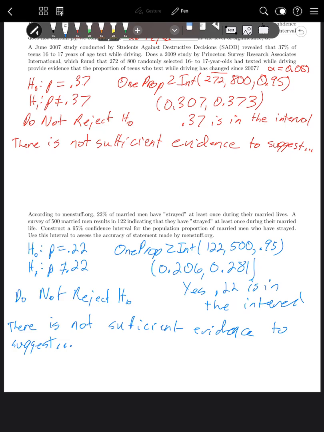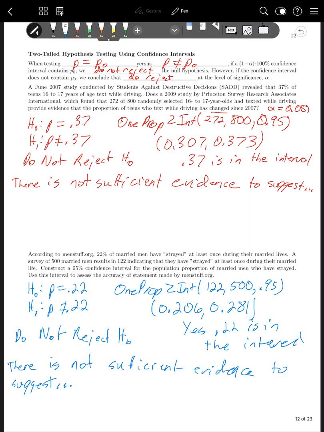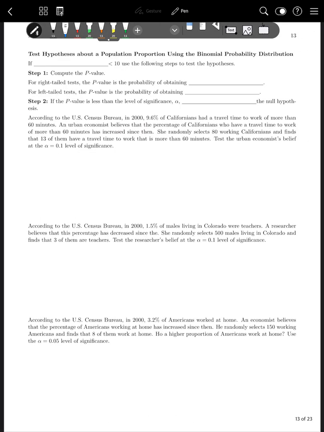Okay. So then the one last thing that's in this section is this is what we do if n times p times 1 minus p is greater than or equal to 10. But what if that doesn't happen? So let's look at that now. On the next page, it says test hypotheses about a population proportion using the binomial probability distribution if n times p times 1 minus p is less than 10.